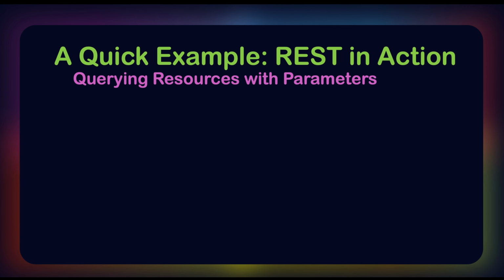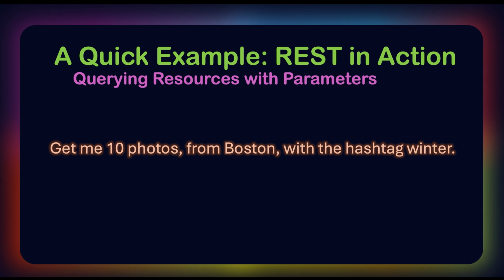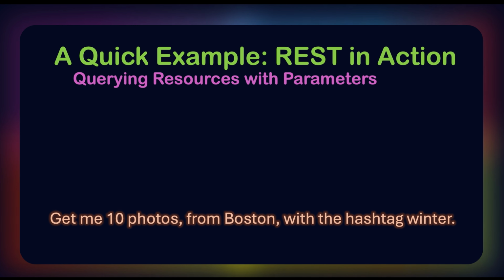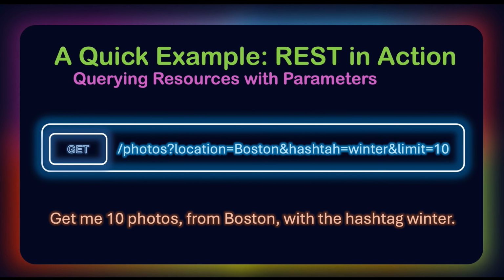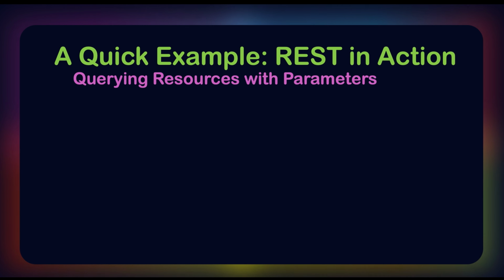A quick example. Let's say we want to get all photos tagged with the word winter in the city of Boston, but only show 10 results at a time. We could use the GET method on the address /photos, followed by a question mark, then location equals Boston, and hashtag equals winter, and limit equals 10. This would be spoken as, get me 10 photos, with location equals Boston, hashtag equals winter. Simple, right? That's the power of RESTful design.